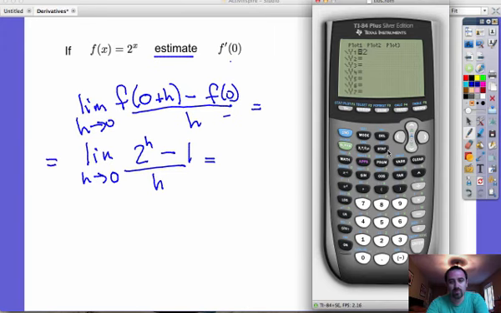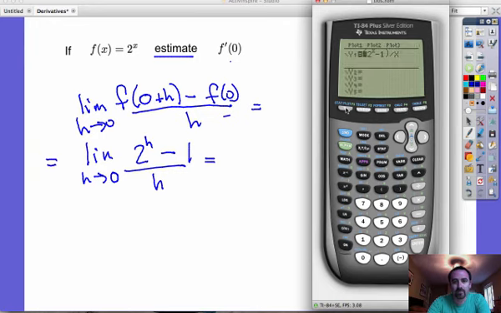So I'm going to go 2 to the x minus 1. What happened there? Try this again. 2 to the x minus 1 over x. Graph it, and let's see what happens to this thing as it gets close to 0. Oh, it actually looks pretty nice. It looks like it's going through the number 1. Let's go ahead and zoom in a little bit.